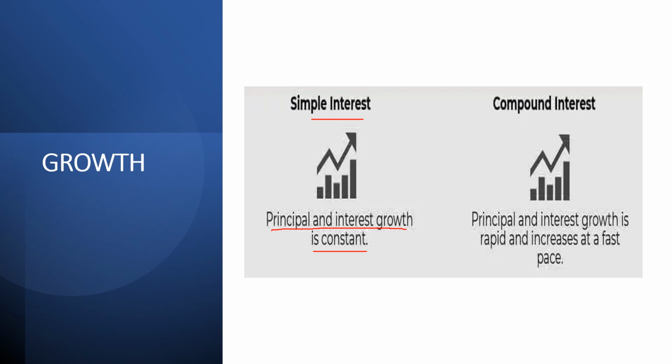In compound interest, principal and interest growth is rapid and increases at a fast pace, because your interest or the future value in your first year of payment will earn an additional interest on the second year of payment up to the last year of payment. So the interest growth and the principal growth are rapid and increase at a fast pace compared to simple interest.